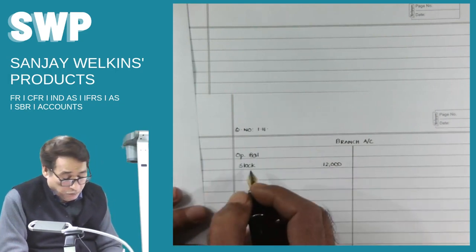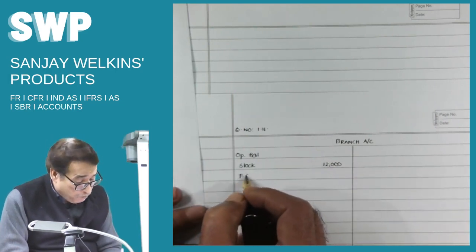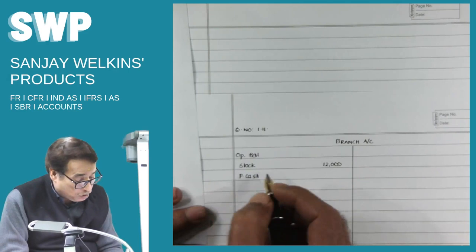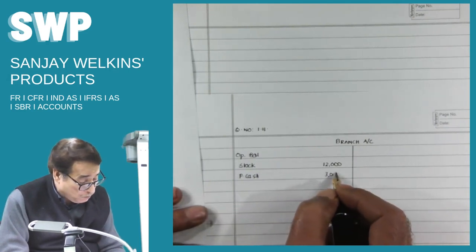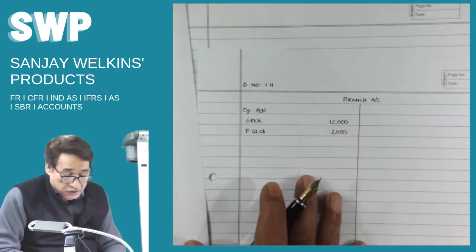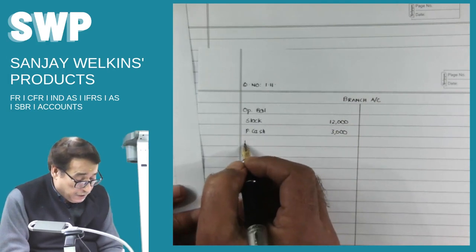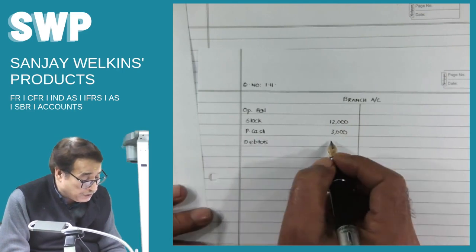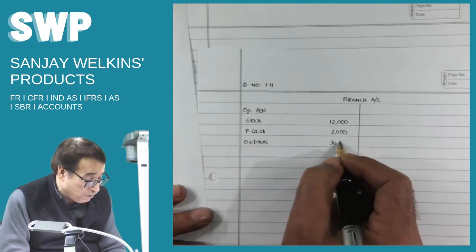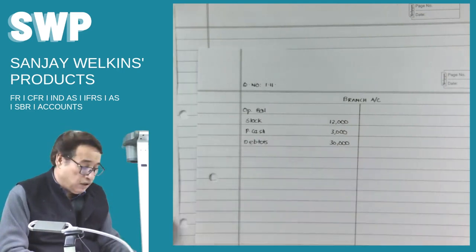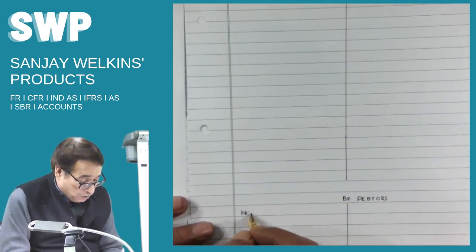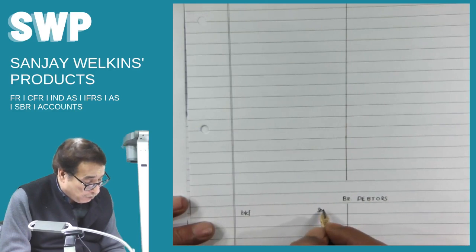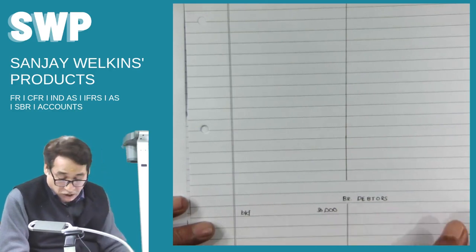Then it is written petty cash in hand, 3,000. Then it is written debtors in the beginning, and debtors in the beginning are worth rupees 30,000. So I will write simply debtors 30,000. Is it clear to you? Because we are preparing debtors account, debtors opening balance will also find place over here, 30,000.